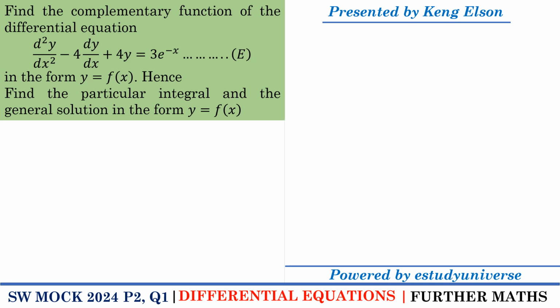To solve such equations, to get a complementary function, we must start by stating the auxiliary equation. In this case, if I introduce a parameter m, then my auxiliary equation will be m squared minus 4m plus 4 equals 0.